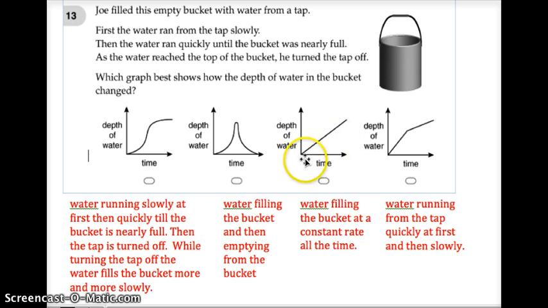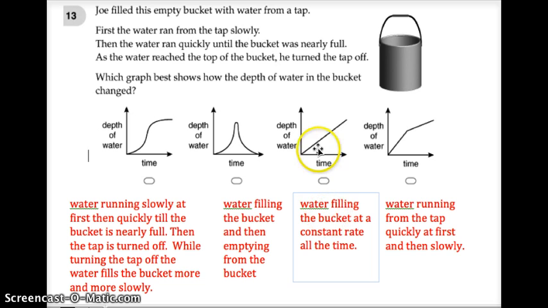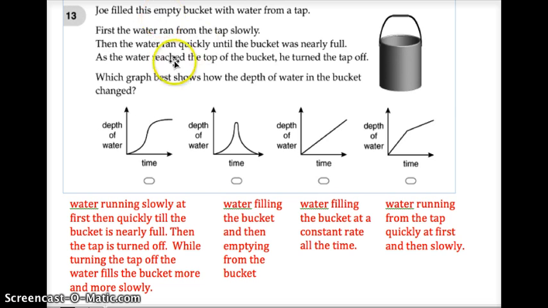With this third graph, it looks like the depth of water is changing at a constant rate. So this looks like the water is filling the bucket at a constant rate all the time. Now that is not what's happening in this description. First the tap runs slowly and then quickly, and then the tap's turned off. And in this last one, because this is quite steep here, water is running from the tap quickly at first and then slowly, and that doesn't match with this description up here as well. So therefore the correct answer must be the first graph.